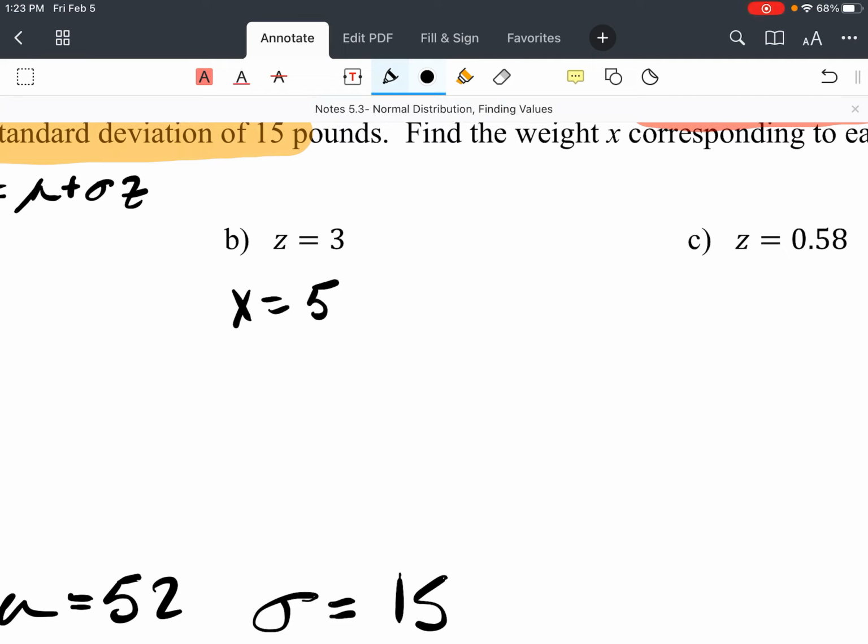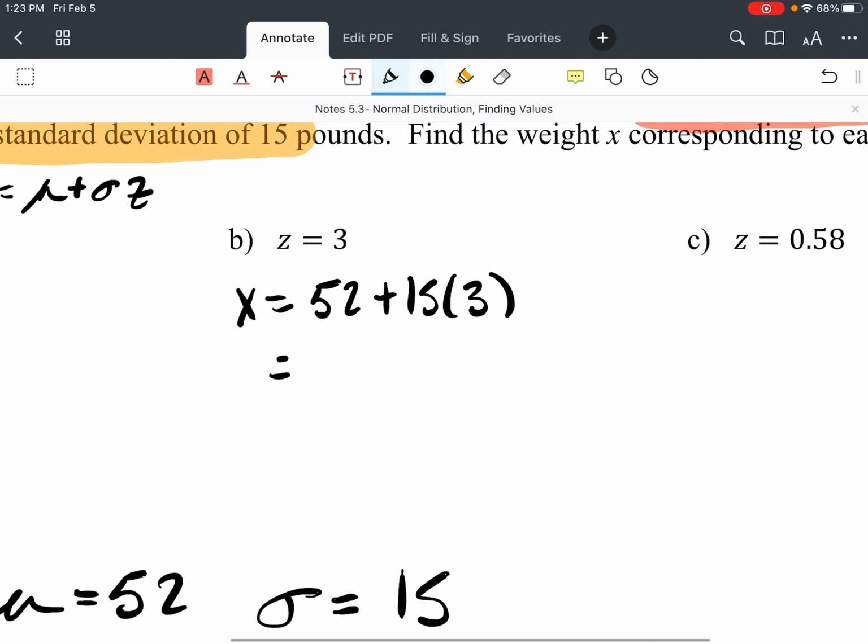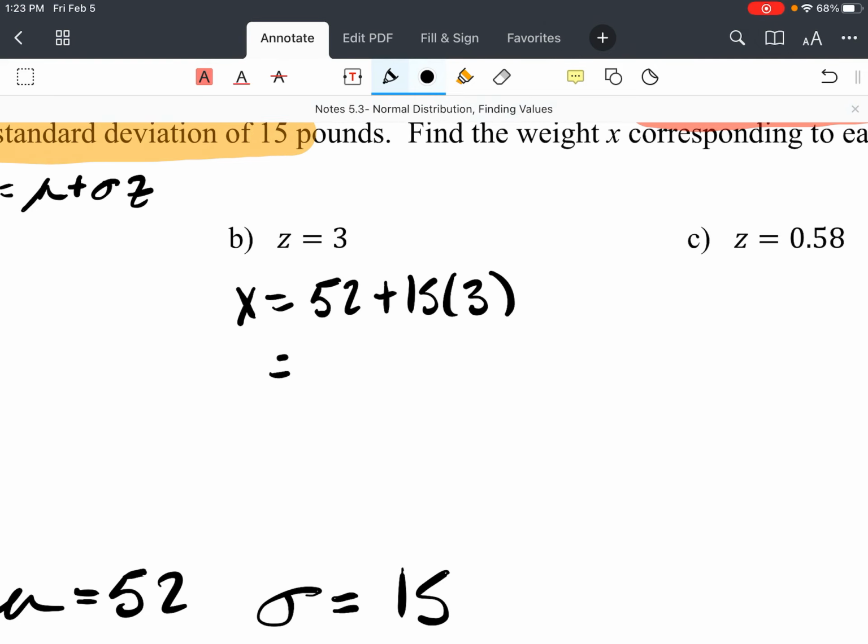All right, let's look at this one. So again, we're going to calculate the same way. So I've got x is equal to the mean, 52, plus 15, the standard deviation, times the z-score.